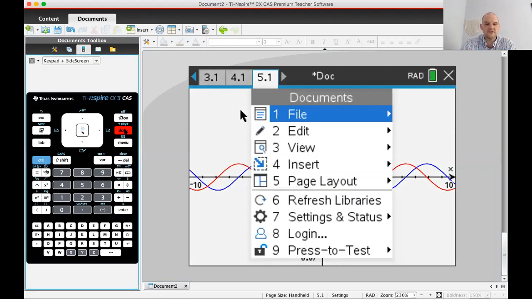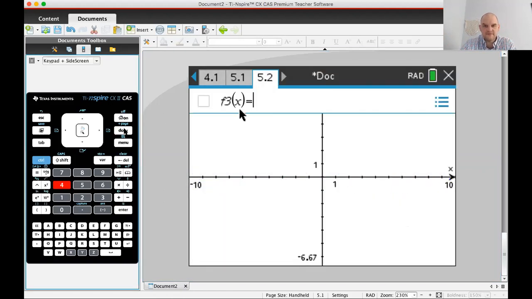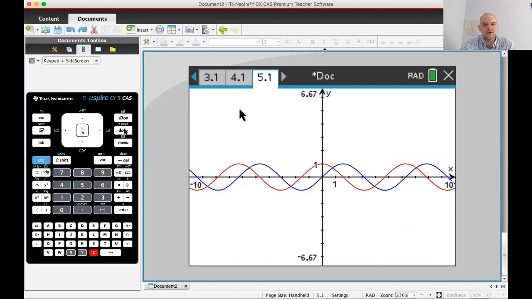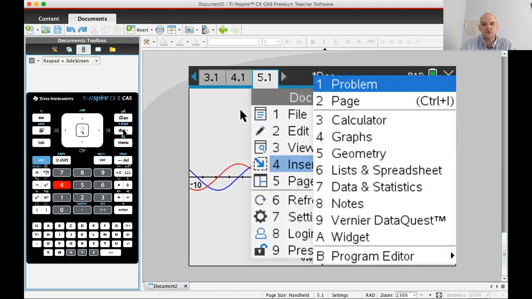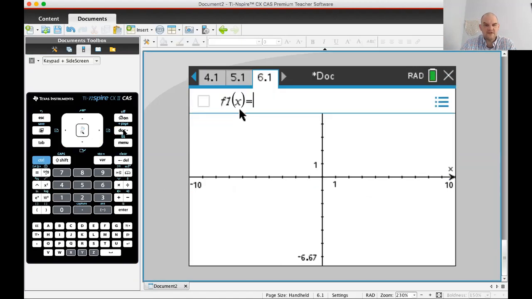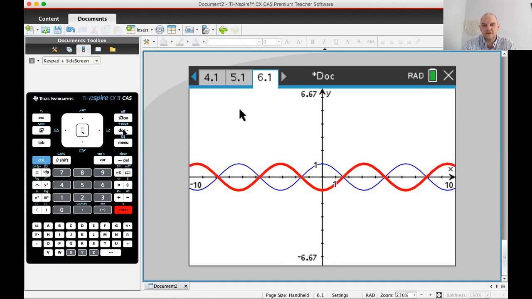So I'm going to blow through the next one. Oh, wrong. I'm going to insert a problem, doc 4.1, a graph page. It's cosine of x. Cosine's getting a raw deal here because I keep skipping it. I'm going to shift this pi units to the right. So pi to the right. Yeah, pretty much what I expected.